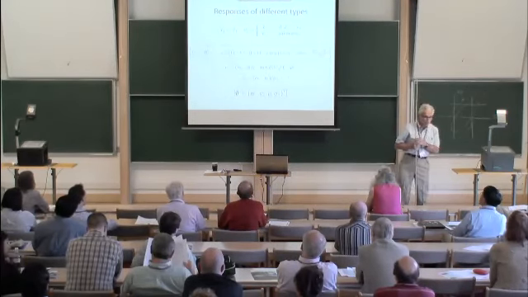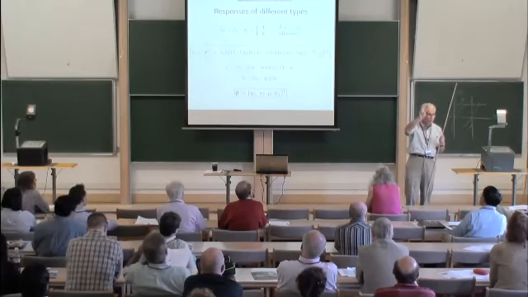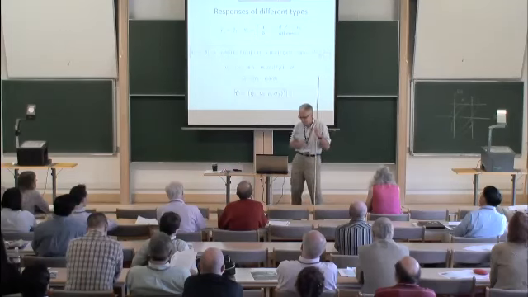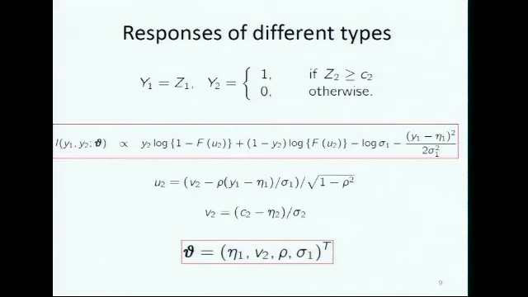Lately, I regretted that we started with only 2 responses. If I had started with 3 responses, there could be much more PhD work. But in any case, let's do it with responses of different types. One response is continuous, so I do not do anything with efficacy. As for toxicity, I say it's 1 when this normal variable is greater than some cutting level, or just 0.